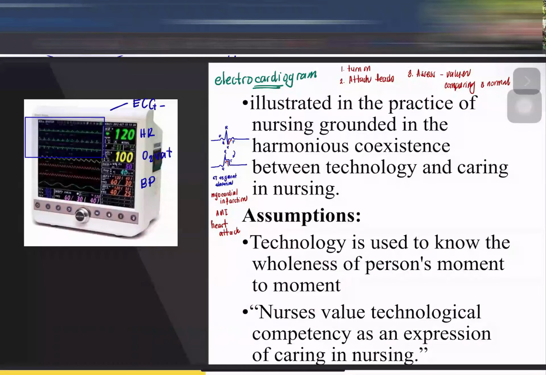Now, if I would go back to the concept of TCCN, your TCCN actually illustrates the nursing grounded in the harmonious coexistence. Look at the words: coexistence between technology and caring in nursing. So in other words, pag gusto po nating mag-care for our patients, again, we need to be knowledgeable about the technology.